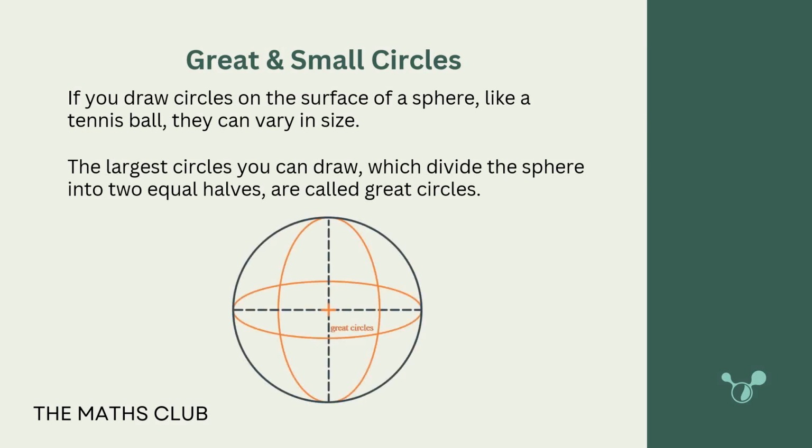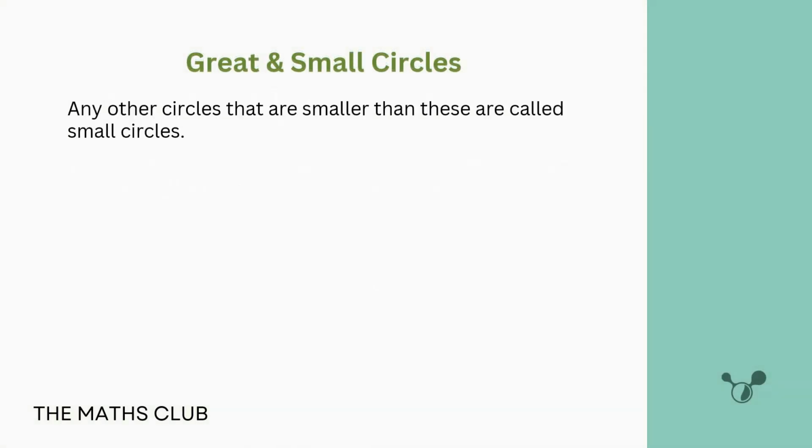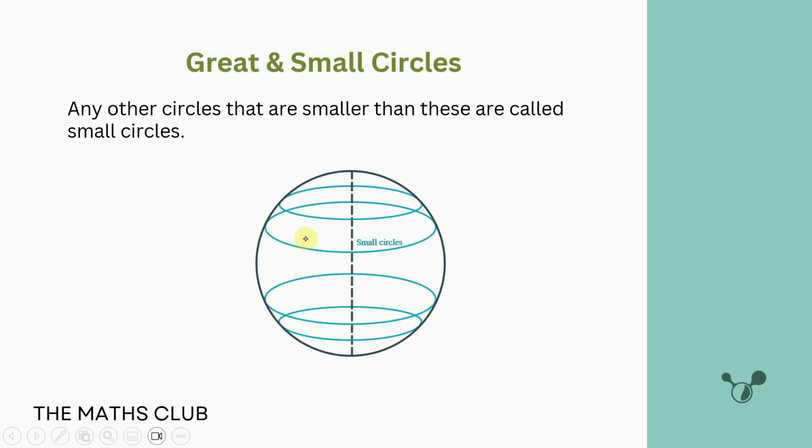So look at this. If this was a tennis ball, you see that there will be one here, and then there will be a line that goes here and comes out at the other side. These 2 lines, 1, 2, divide that tennis ball into 2 equal halves, and that is an example of a great circle. Any other circles that are smaller than this are called small circles. So we assume that you've drawn circles, so all these other ones here are small circles, and the one in the middle, which is not shown here, is the great circle.